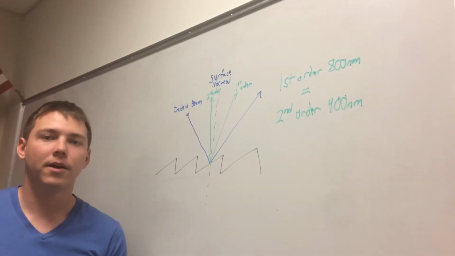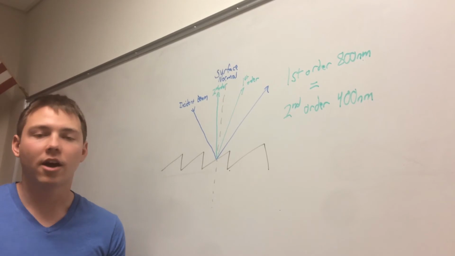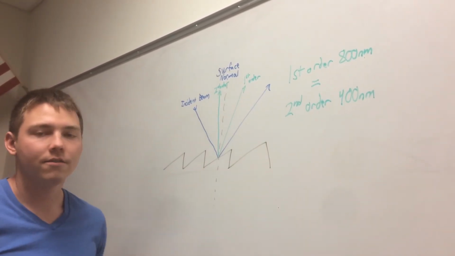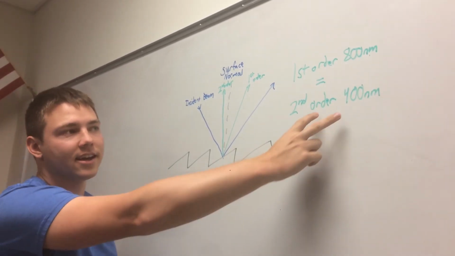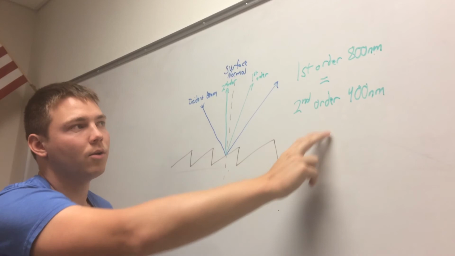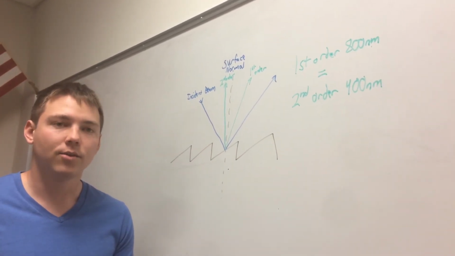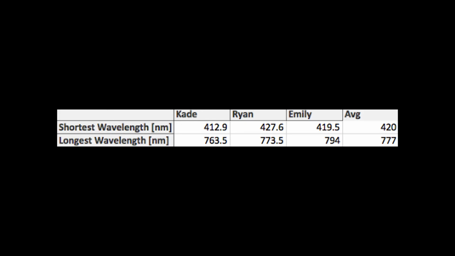A limitation for the monochromator in establishing color vision is if someone can see beyond 800 nanometers. How the grating works is that the first order of the light and the second order will start to overlap past 800 nanometers, because the second order of the 400 nanometer light will start to be there. So if someone was able to distinguish longer wavelengths, they would need a different test or a different grating. Emily could distinguish the longest wavelength at 794 nanometers, and I could distinguish the shortest wavelength at 413 nanometers.